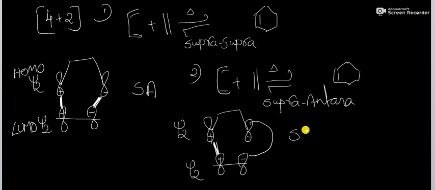It is symmetrically forbidden because here only one sigma bond is bonding interaction, another sigma bond is anti-bonding interaction. And it is also geometrically forbidden since it is antara facial addition. Next case is 4 plus 2 cycloaddition reaction in the presence of light undergoing supra-supra addition. Here we know that HOMO of excited reactant and LUMO of unexcited reactant.